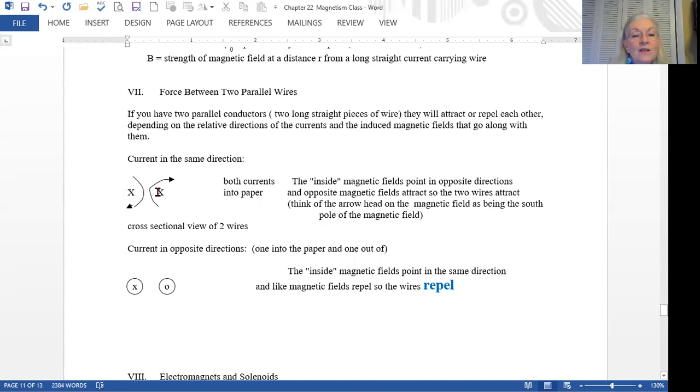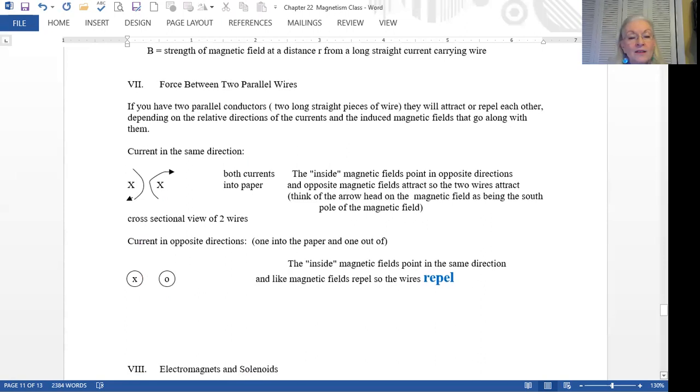So you can see that in the space between them, they're pointing in opposite directions. This one's coming from the top down and the one on the right is coming from the bottom up. And opposites attract. And so when the current is in the same direction, the two wires will attract each other. When the current is in opposite directions, they're going to repel each other. And you could draw your field lines around it. And again, we'll work with this in class.